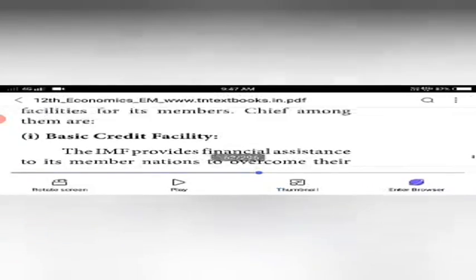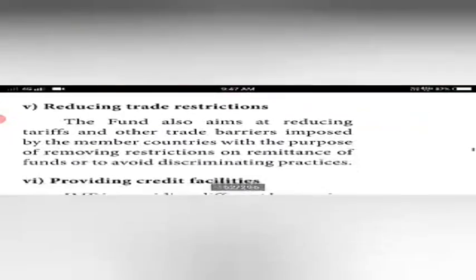Then reducing trade restrictions. The fund also aims at reducing tariffs and other trade barriers imposed by the member countries, with the purpose of removing restrictions on remittance of funds or to avoid discriminating practices. So as the IMF, they are reducing the trade restrictions. The aim of the IMF is reducing the tariffs and other trade barriers and obstacles imposed by the member countries, with the purpose of removing restrictions on remittance of funds.